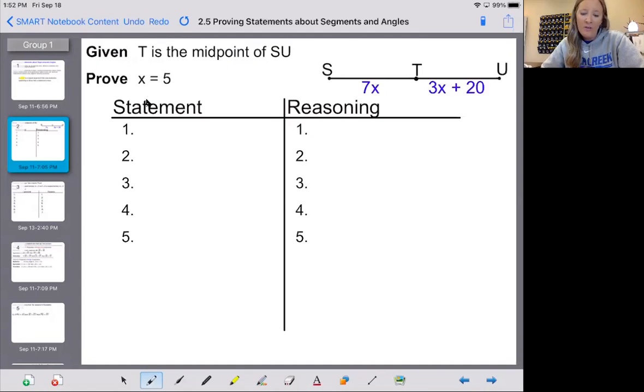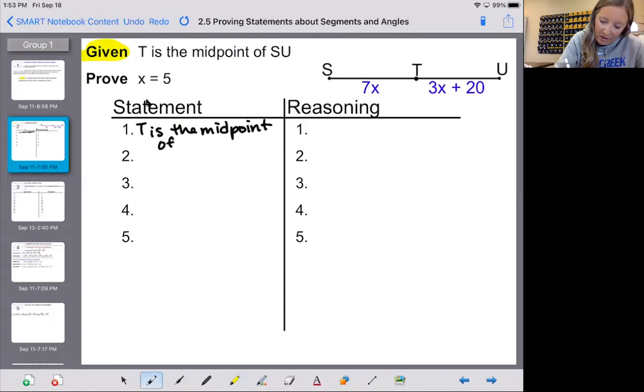All right, so let's start off with our given. At the very top of the question that they're asking you to prove, they will give you at least a little piece of information. It says, given that T is the midpoint of segment SU. So on my line 1, I'm going to say T is the midpoint of segment SU. And how did I know that? Well, I knew that because it was given to me. So that is the reasoning for that.